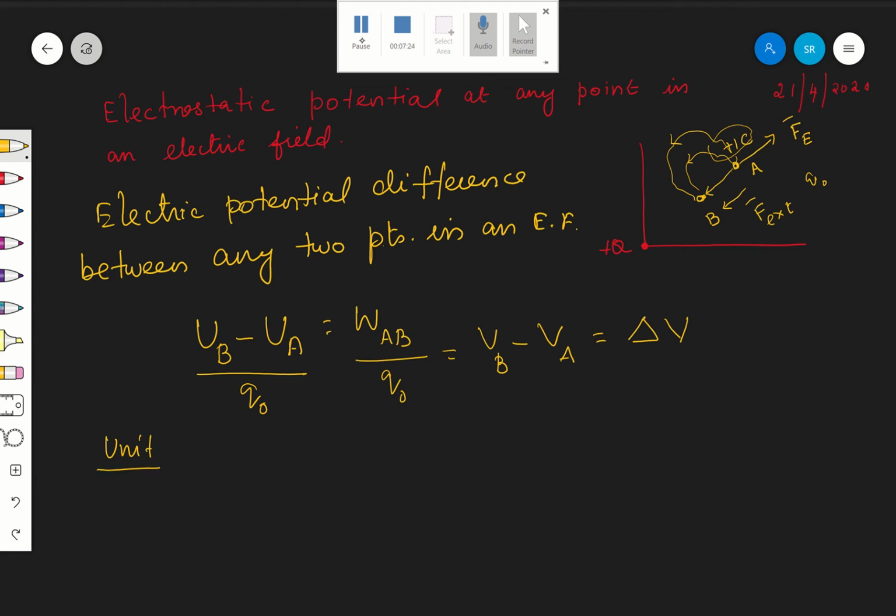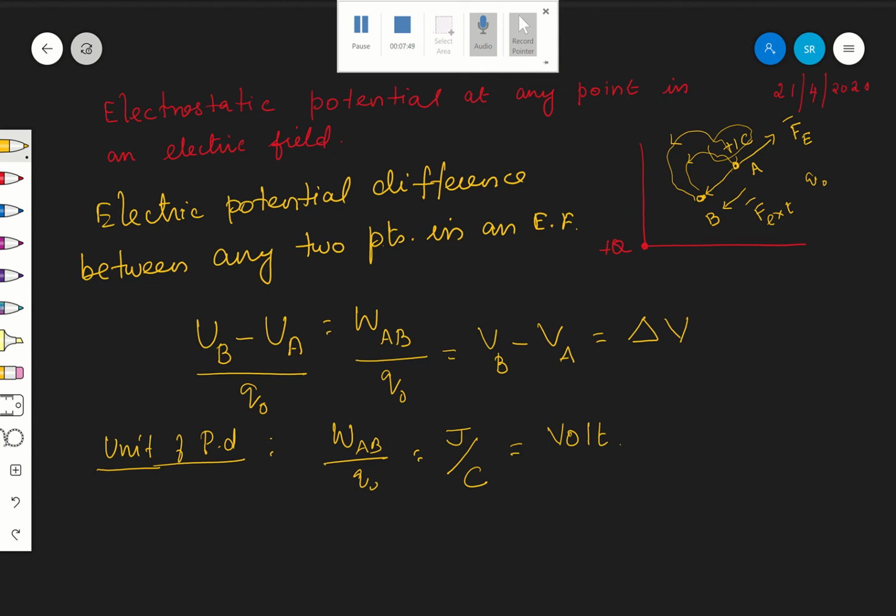The unit of potential difference, I think you people have already studied in 10th standard. It is nothing but work done divided by Q naught. Work done means joule per coulomb, and joule per coulomb is nothing but volt.